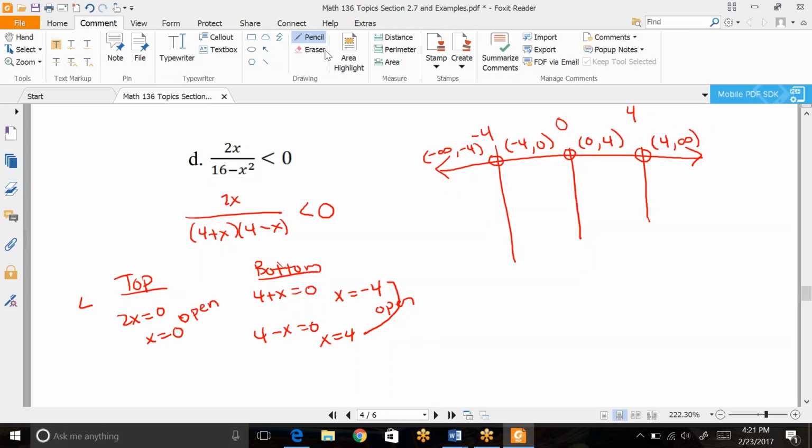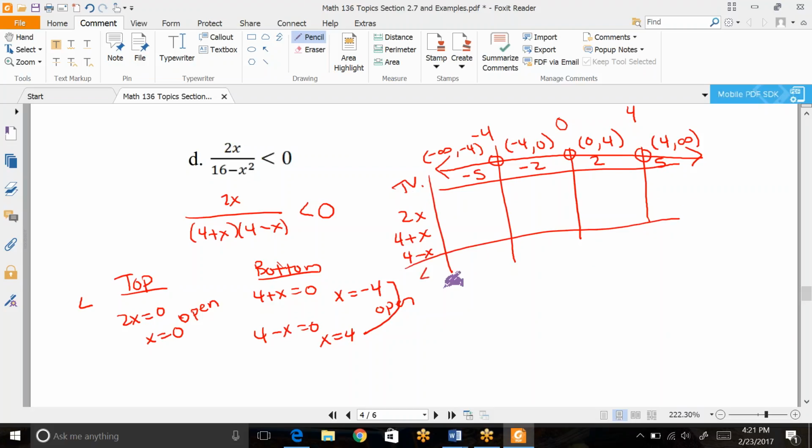Okay, so for this one right here, our factors are a 2x from the top. Oh wait, let's do our test values first, sorry. Skipped a step. I would use negative 5, negative 2, 2, and 5. Just make sure they're each in the interval above. So I need a 2x, a 4 plus x, and a 4 minus x. And I want an overall sign of less than 0, which means negative. So 2 times negative 5 is negative. 4 minus 5 would be negative. 4 minus negative 5 would be plus, so that's going to be positive. Two negatives make a positive.